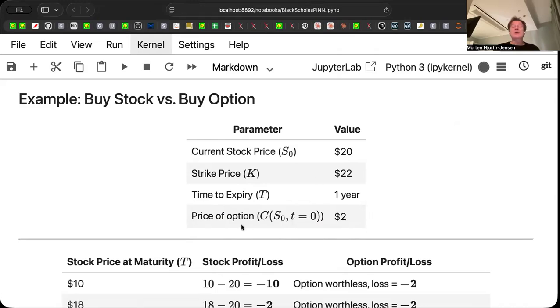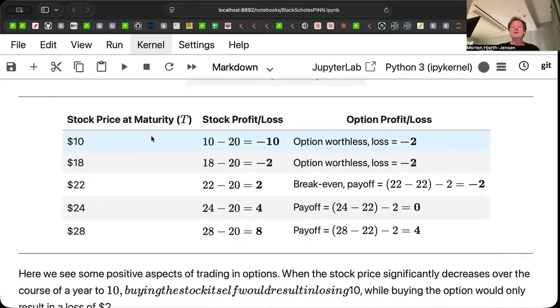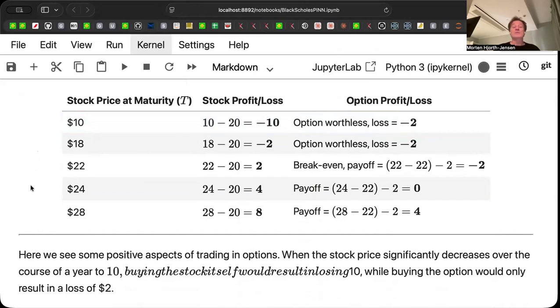So that means the price of the option at time t equals 0 is equal to 2. And the time of expiry is t. Then you can look at the stock price at maturity, and at what kind of profit or loss you would make in those cases. And this simply gives you an example of how these quantities can be understood.